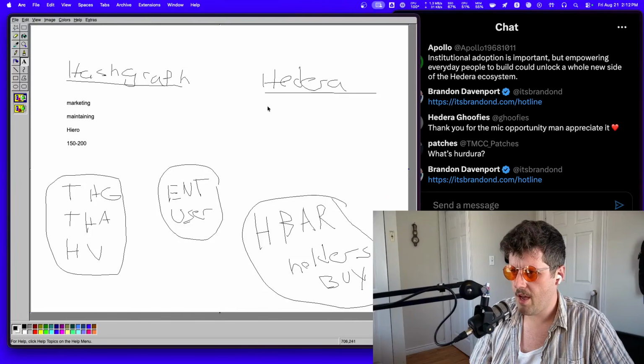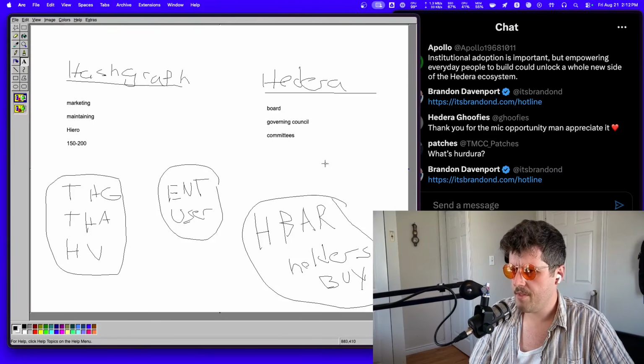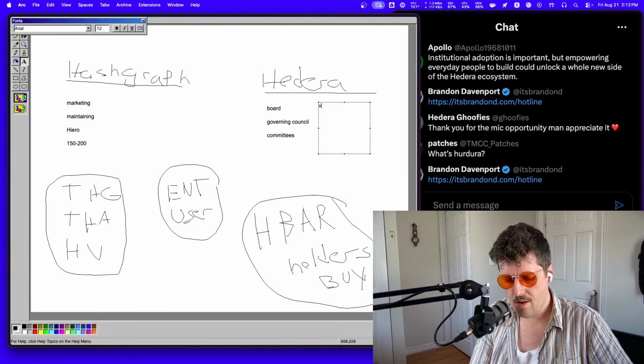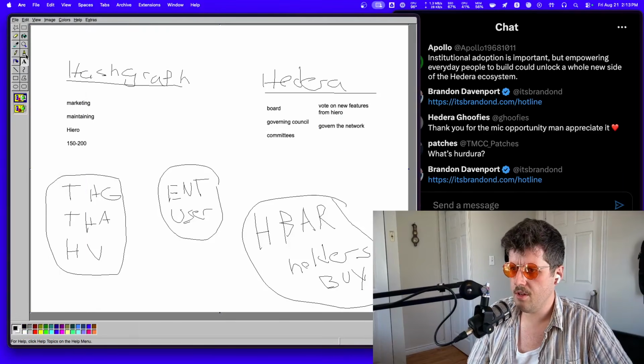And then Hedera, we have the board. We've got the governing council. We've got committees, right? What the Hedera governing council will do is vote on new features from Hyro, and they govern the network. Okay.